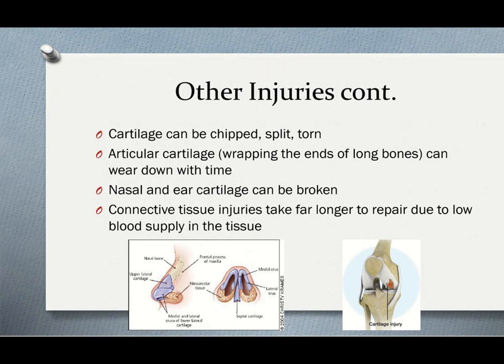And no matter what kind of injury and no matter what caused it, cartilage and ligament injuries take a really, really long time to heal because there's not very good blood flow to those regions. Bones have great blood flow, but the connective tissue doesn't. So they take a lot longer to heal.